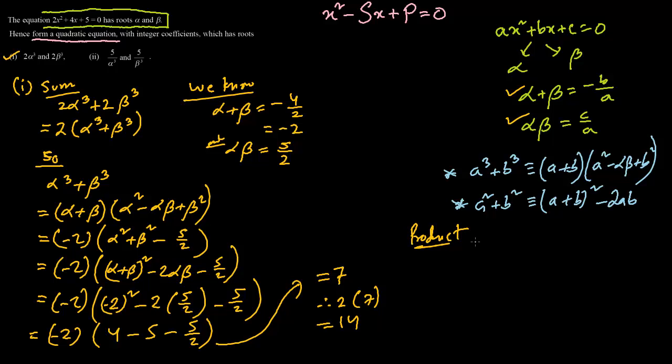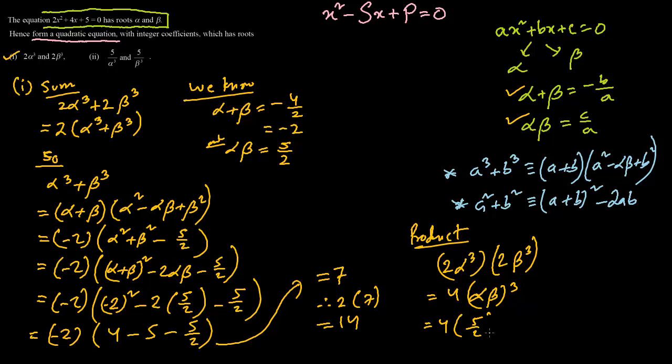For the product, the first root is 2 alpha cubed and the second one is 2 beta cubed. It turns out to be 2 to the 4, and alpha cubed times beta cubed can be written as alpha beta whole cubed. Alpha beta is 5 by 2, so 5 by 2 whole cubed turns out to be 4 into 125 divided by 8, and it turns out to be 125 divided by 2 if you cancel it with 4.